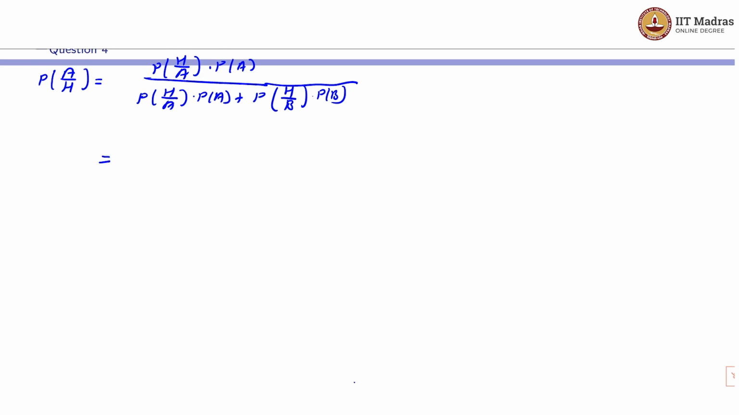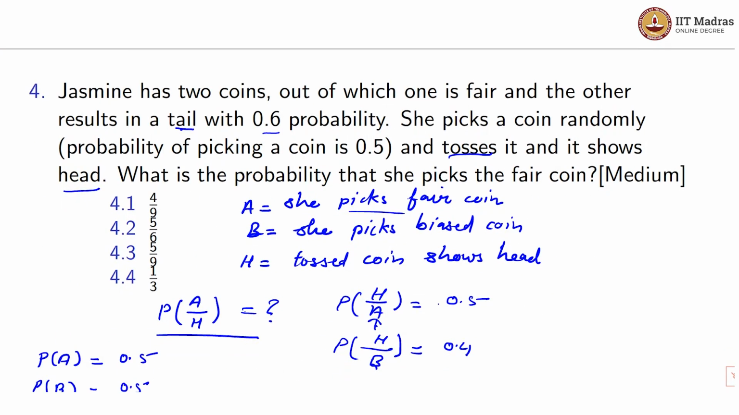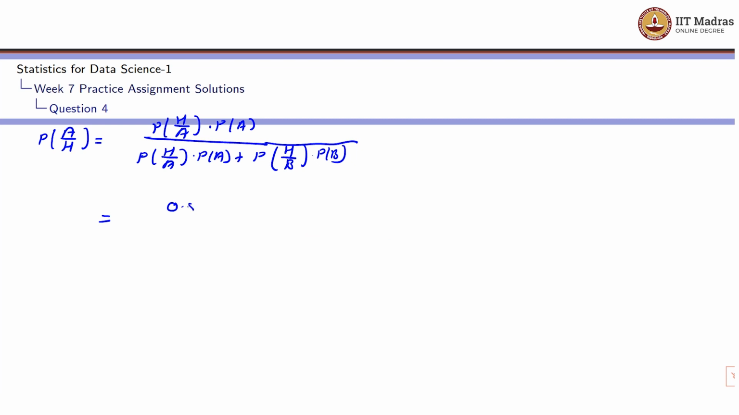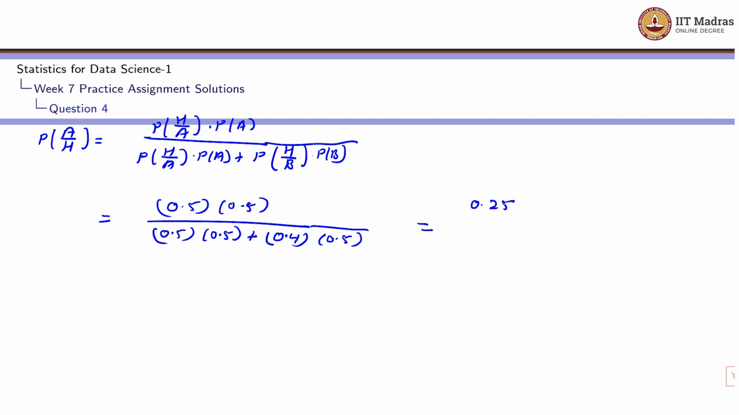Now putting the values, P of H given A is 0.5 and P of A is 0.5. So that will be 0.5 into 0.5 divided by P of H given A, which is 0.5, into P of A, which is 0.5, plus P of H given B, which is 0.4, and P of B is given as 0.5. From here we can write 0.25 upon 0.25 plus 0.20. That will be 25 divided by 45. That will be 5 by 9. That is your answer. Next question.